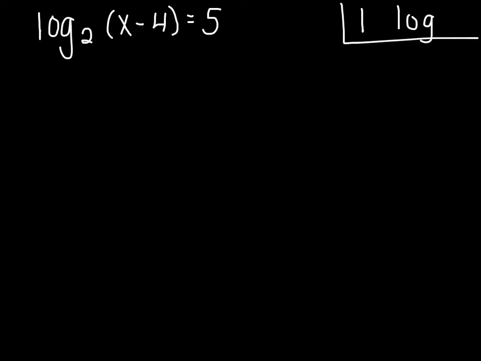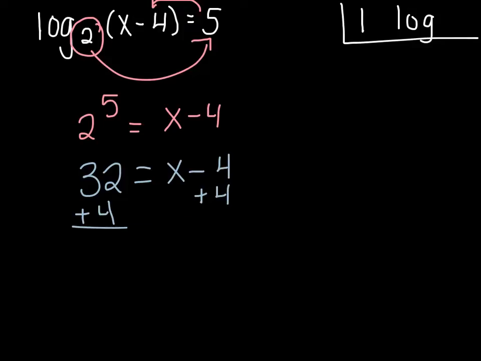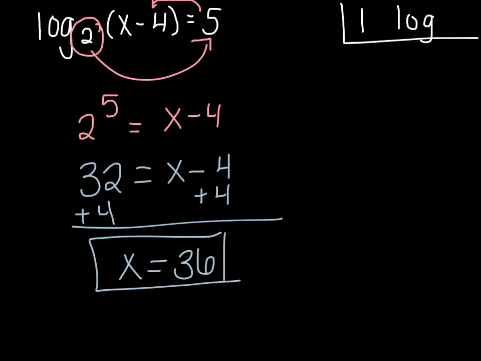Same thing here. All I'm doing is going to exponential form. 2 raised to the 5th equals this expression x minus 4. So 2 to the 5th power is 32. So I have 32 equals x minus 4. So I'm going to solve by adding 4 to both sides. And x equals 36.